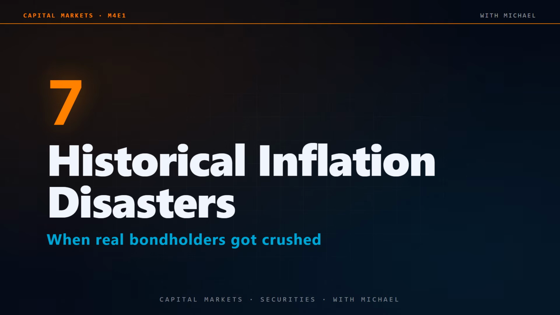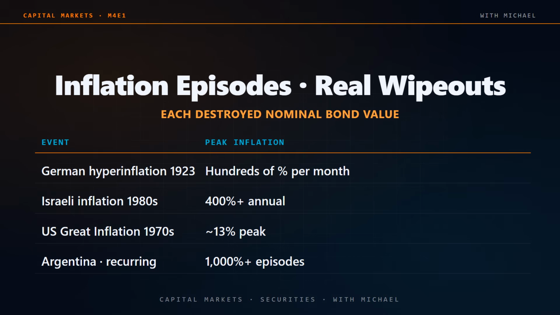Section 7. Historical episodes of inflation risk. History gives us several dramatic examples of inflation risk hitting nominal bondholders. The German hyperinflation of 1923 destroyed essentially the entire German government bond market in real terms within months. The Israeli inflation of the 1970s and early 80s peaked above 400% annually, wiping out the real value of fixed coupon shekel bonds. The American great inflation of the late 1970s pushed nominal treasury yields to 15% and inflicted enormous real losses on long-term bondholders.